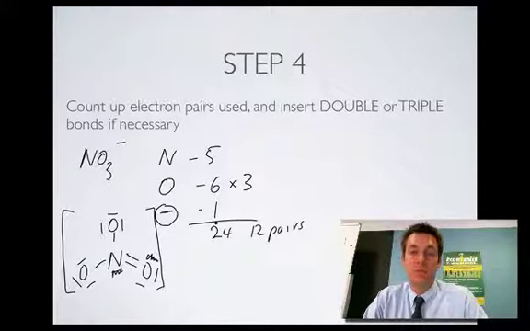The next film, Covalent Electron Dots 2, talks about some slightly more complicated examples where we use compound ions to make actual ionic compounds.